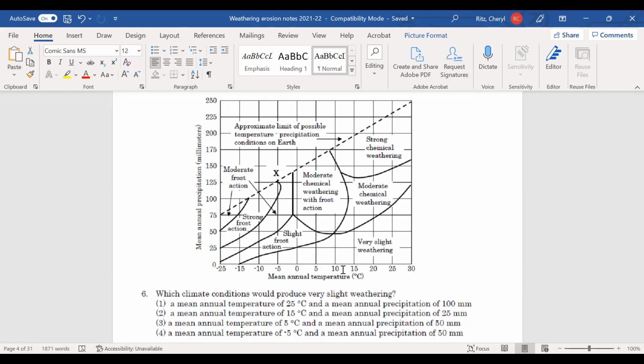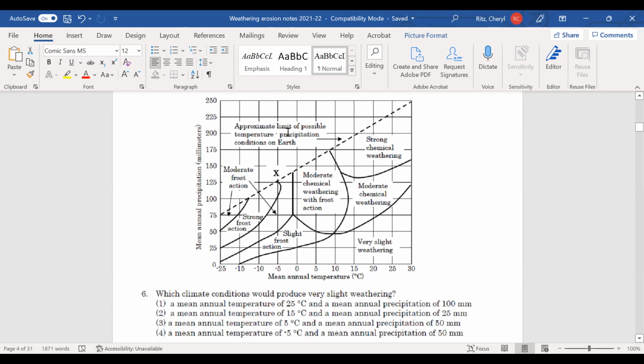Question 8 says there is no particular type of weathering or frost action given for the temperature and precipitation values at the location represented by the letter X. Why is this the case? Right here is letter X. What kind of label is there? There is no label here. But if I, again, read all the words, let's look at this right here.